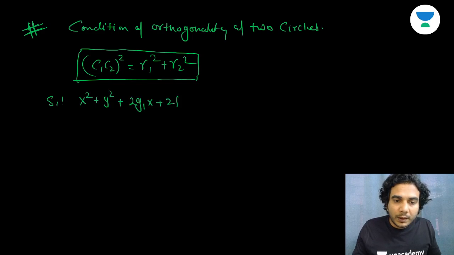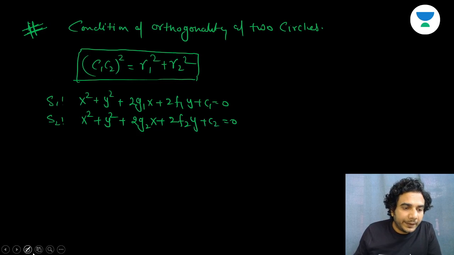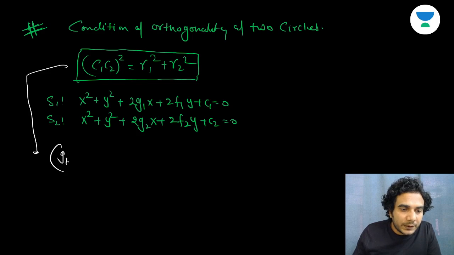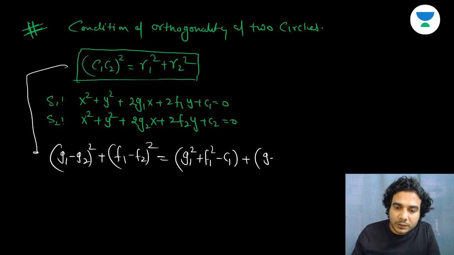But if circles are given, say S1 is a circle x square plus y square plus 2g1x plus 2f1y plus c1 is equal to 0, and S2 is another circle x square plus y square plus 2g2x plus 2f2y plus c2 is equal to 0, then apply this formula again. C1C2 square is (g1 minus g2) the whole square plus (f1 minus f2) the whole square. R1 square is g1 square plus f1 square minus c1, and R2 square is g2 square plus f2 square minus c2.